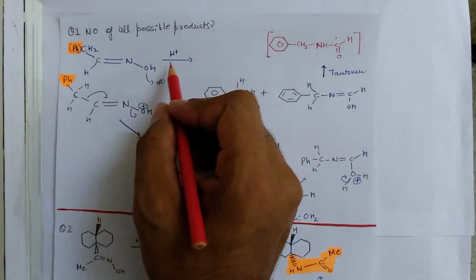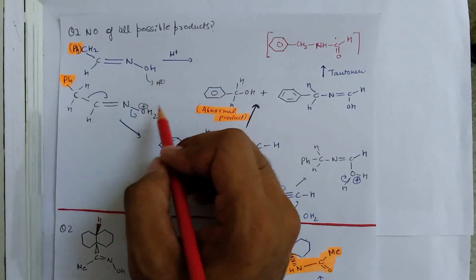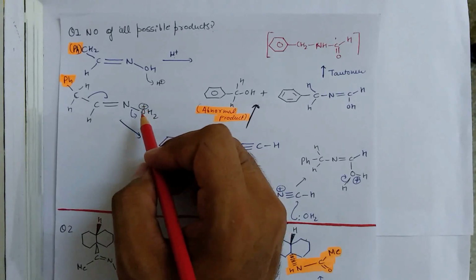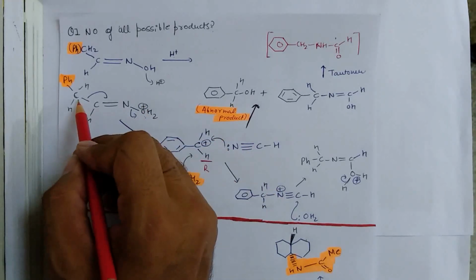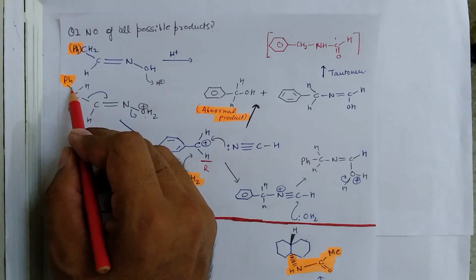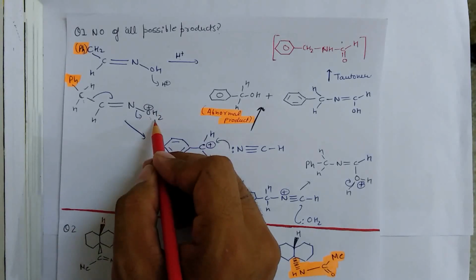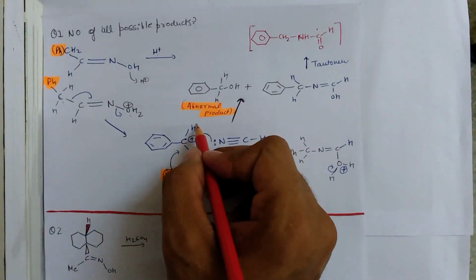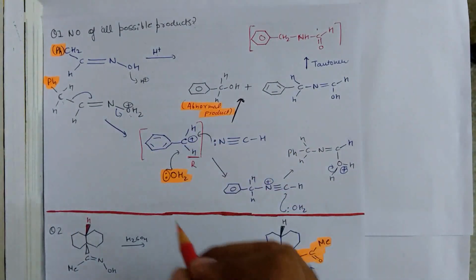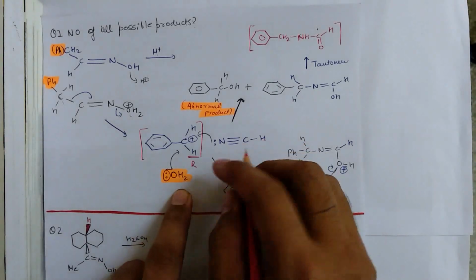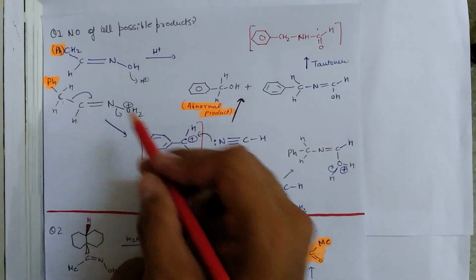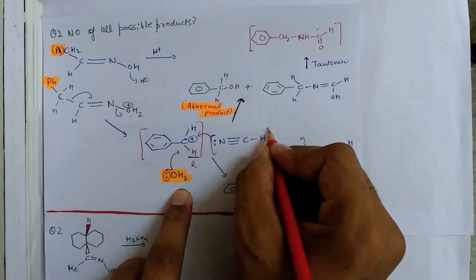As you can see, H plus will protonate this oxygen, forming a good leaving group. Now what happens is that here there's a possibility of formation of a carbocation, which is stabilized by phenyl. So this bond is transferred to here and OH2 leaves. So what you'll get is a carbocation. Now there are two possibilities. Here you'll form a cyanide.